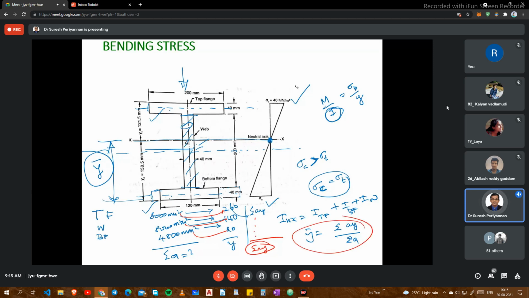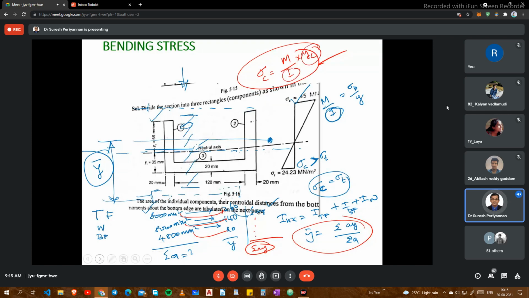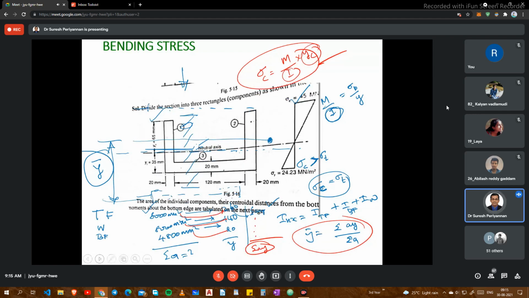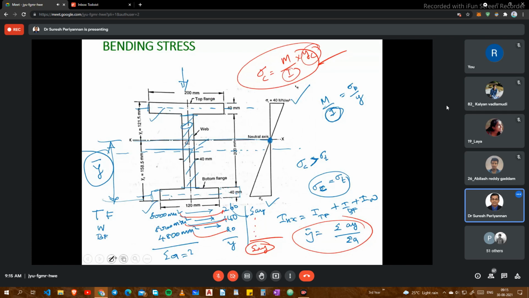Now bending stress, how can you find it out? Use these relations: sigma C is equal to M by I into Yc. Now Y you know, and you can find it out easily. Now this is another example.